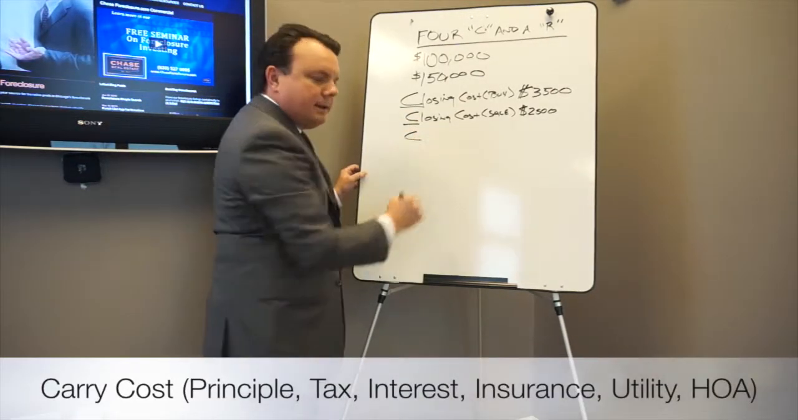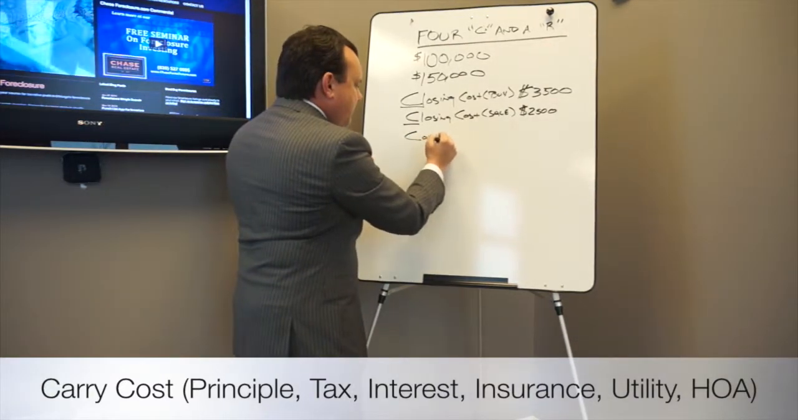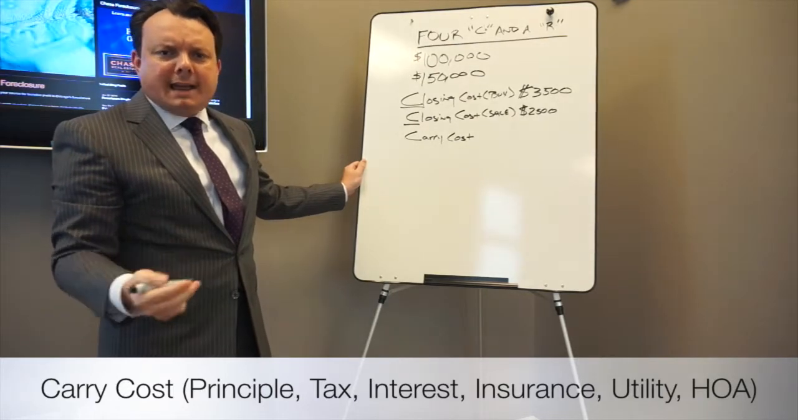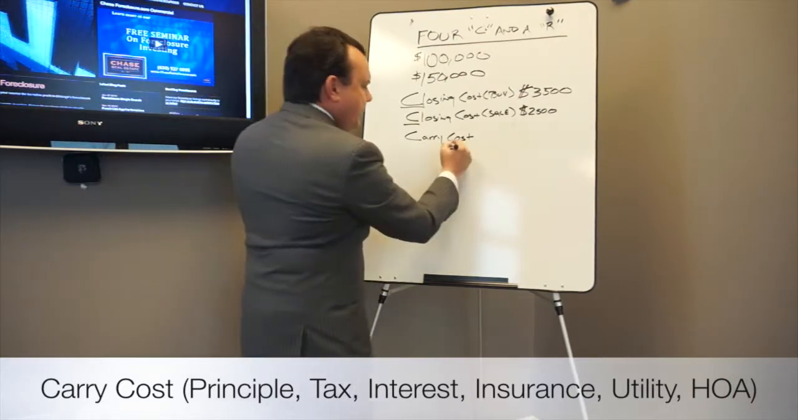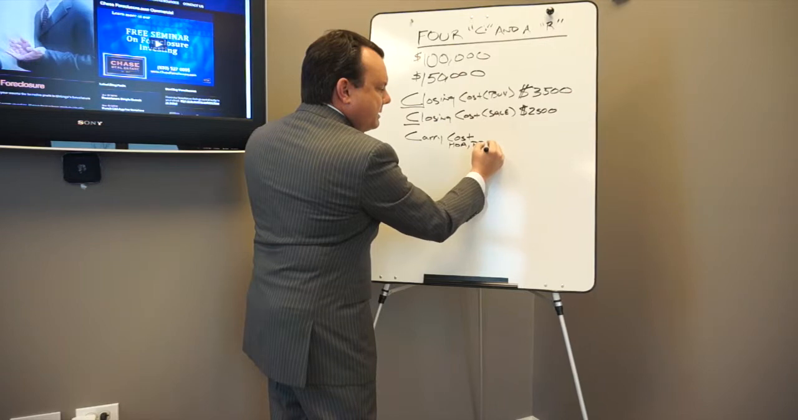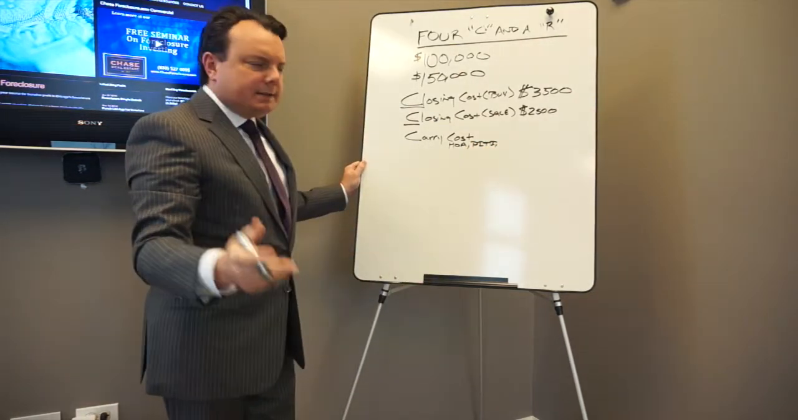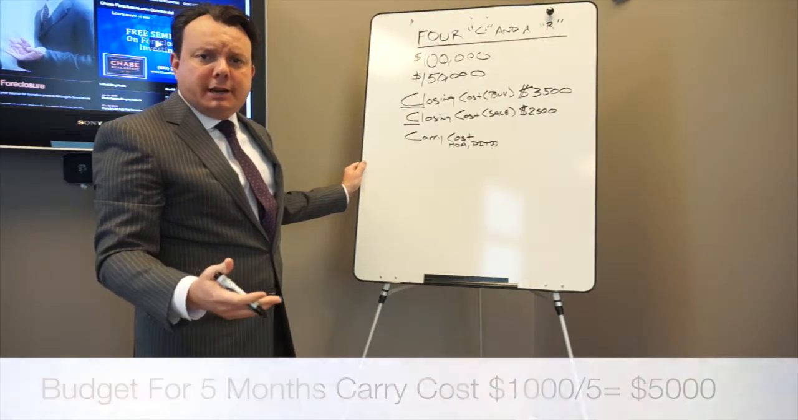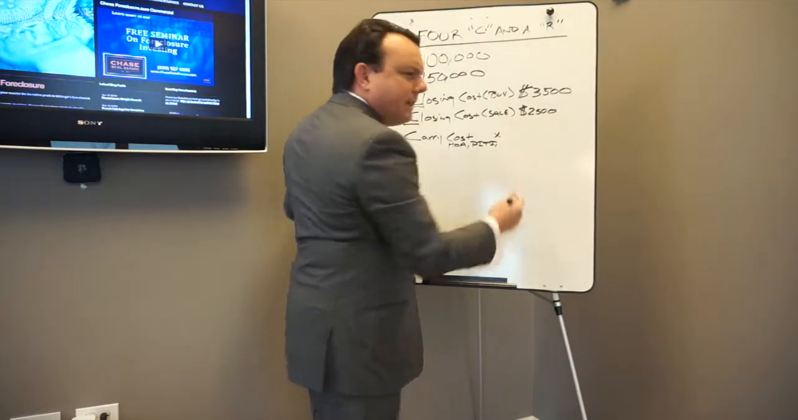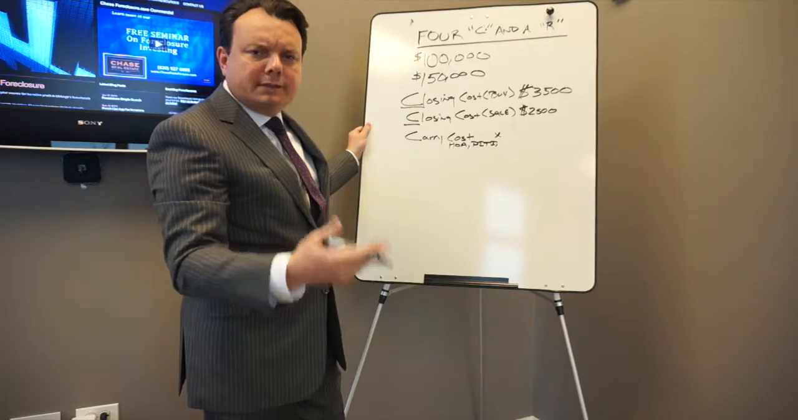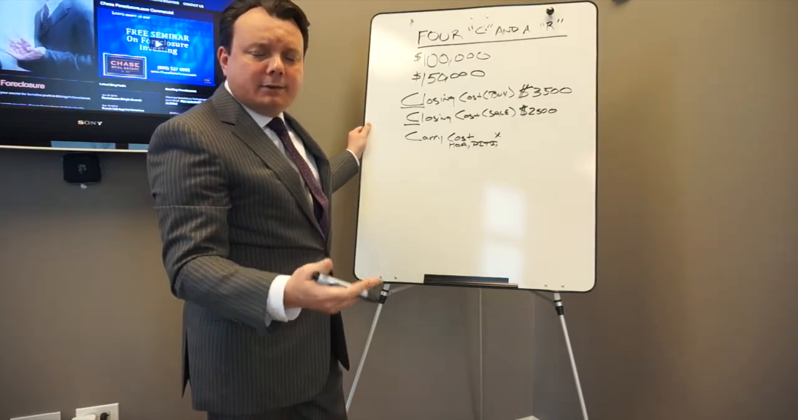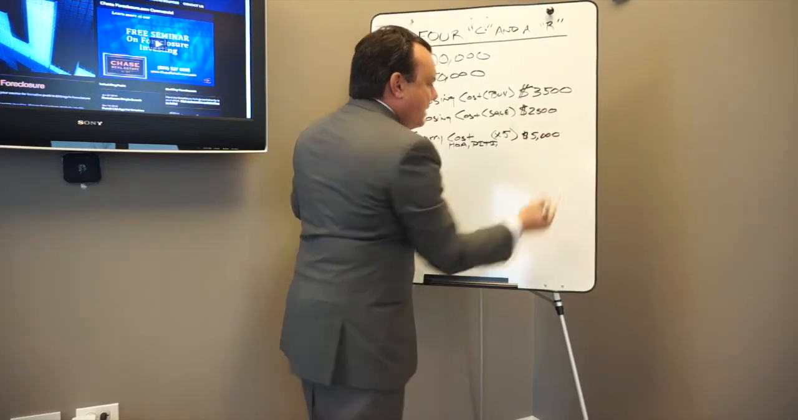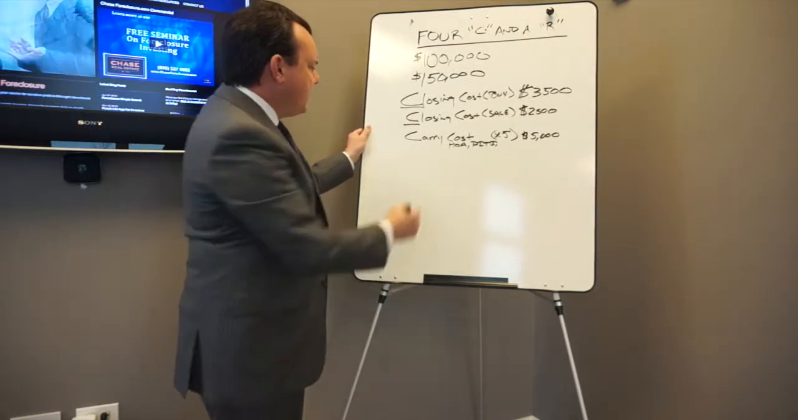The next cost that we have, our next C, is a carrying cost. And the carrying cost includes principal, interest, taxes, insurance, utilities, HOAs. So those costs we need to factor in, and we want to multiply that by 5 months. On average, we're going to own a property for 4 to 5 months. I would always be budgeting for a total of 5 months of carry. And on a $100,000 property, adding all those costs together, that's going to be around $1,000 a month. So if I have 5 months of carrying costs, I'm going to have $5,000 total in carry cost expenses. So that's our third C.